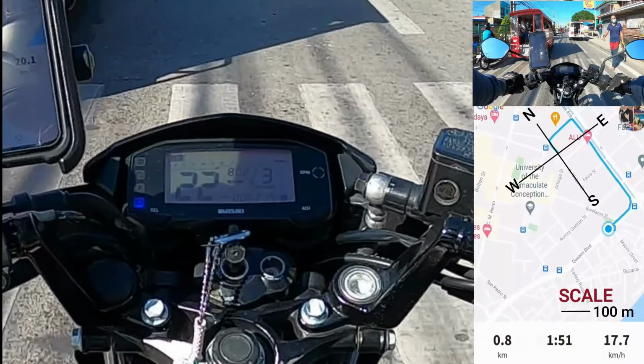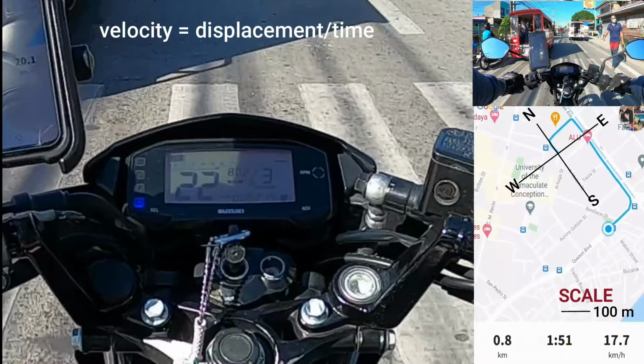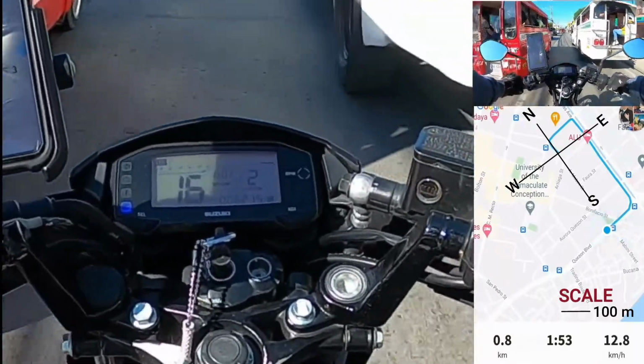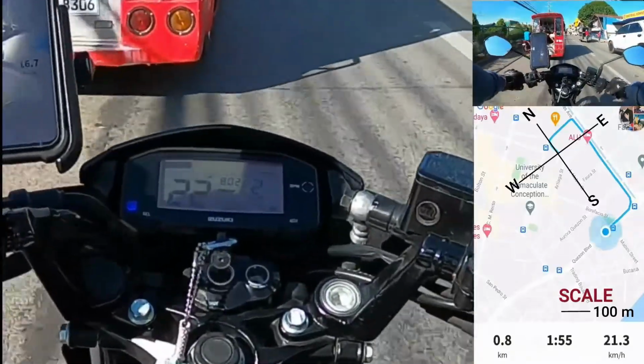How about my average velocity? Average velocity is the total displacement divided by the total time. So that means 300 meters divided by 92 seconds. And that is 3.4 meters per second or 12 kilometers per hour going to the south. Got it? Okay, let's go.